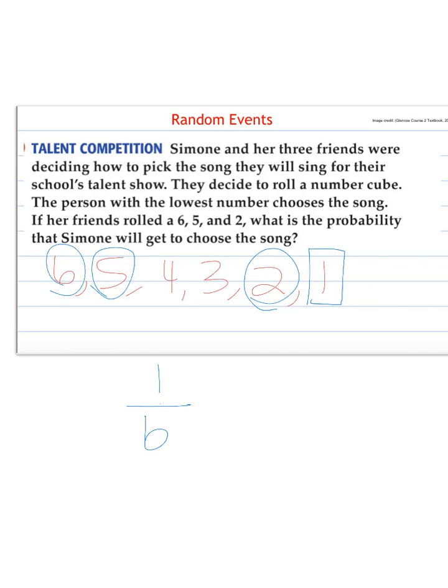So she can get one number out of 6 total. Okay. And that's the probability that Simone will get to choose the song. And that's approximately, if we divide numerator by denominator, approximately 17%. So she has a 17% chance of being able to pick the song for their talent show.